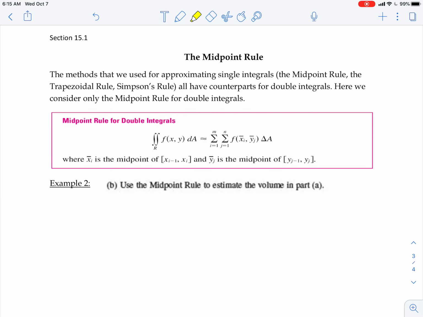Alright, welcome to page 3 now. So we're already on page 3 of 4. Again, the notes aren't going to take too long, but now we're going to talk about the midpoint rule.